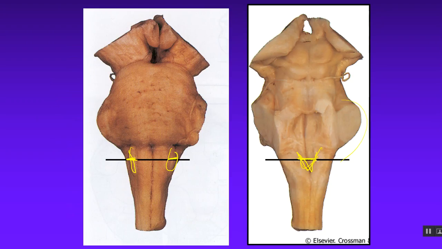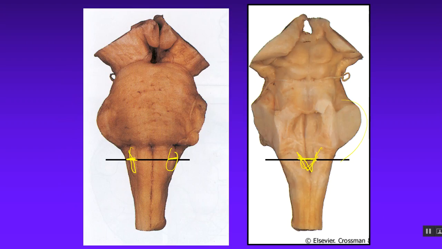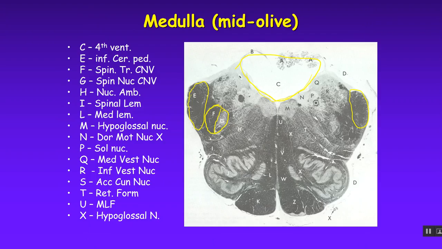Still sitting posterior and lateral, but now the inferior cerebellar peduncle is out here, so it's not quite at the very edge. Nucleus ambiguus, H. It is somewhat ambiguous because you really don't see a well-defined nucleus there. This is some of the motor for the glossopharyngeal and vagus nerves. So, nucleus ambiguus.